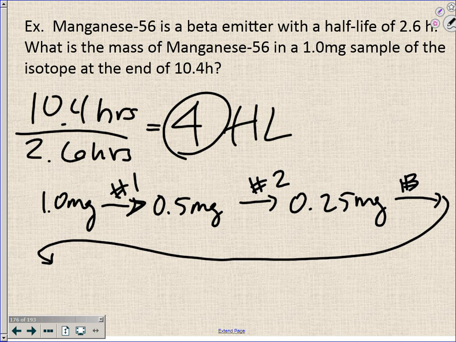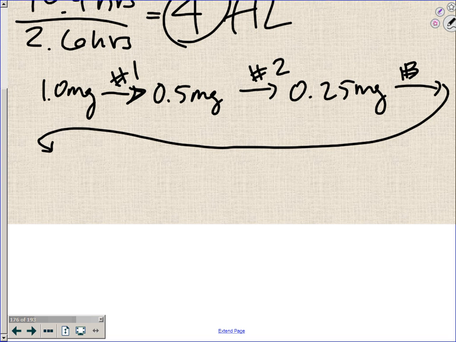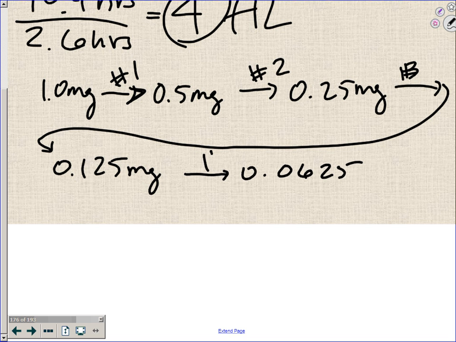goes to what? So 1 to a half to 0.25 to 0.125. You can do this in your head. So that's 3 half-lives. And last one? 0.0625. Good. Milligrams. Great. So that's pretty easy if you can think about halving that number of times.